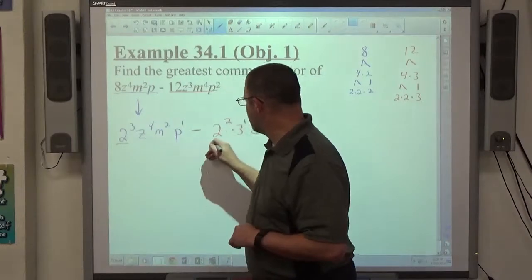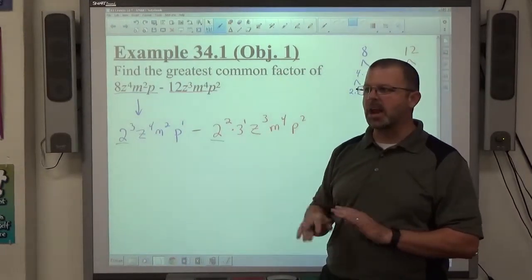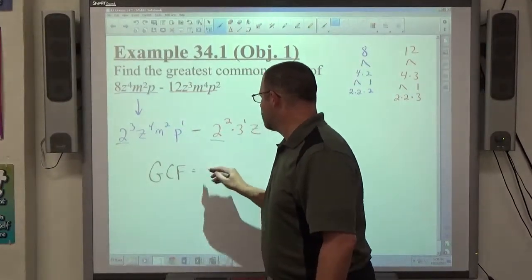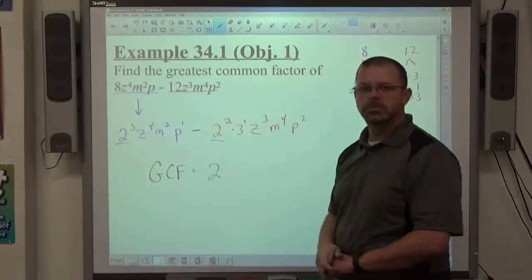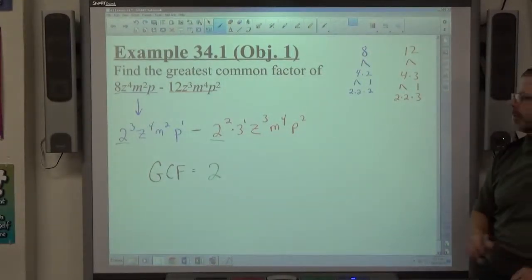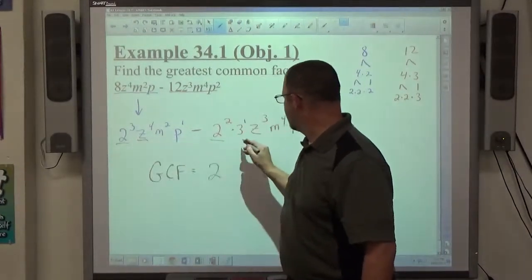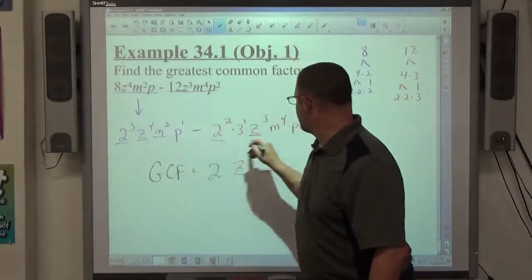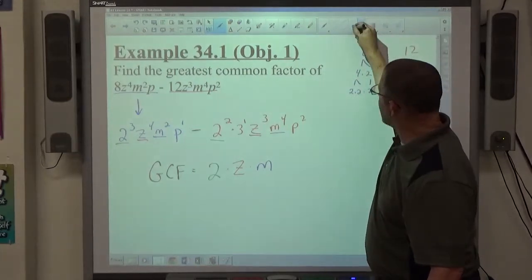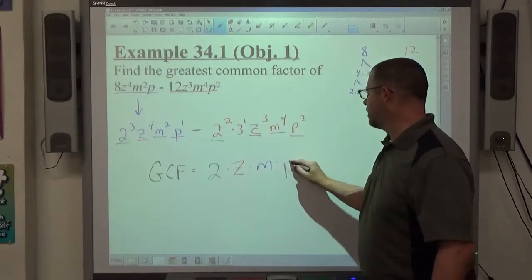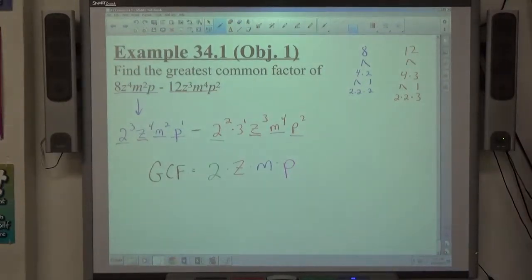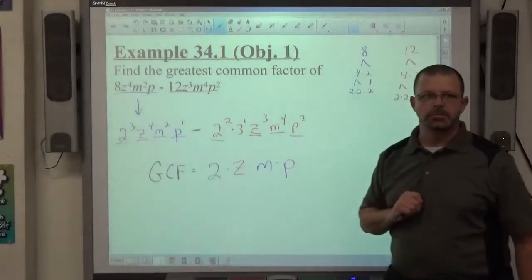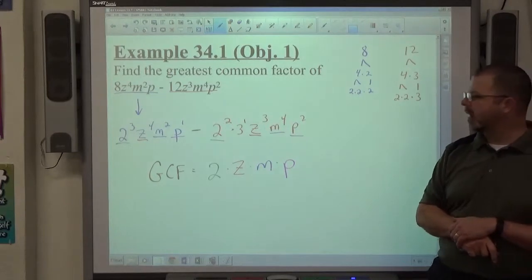So 2 happens in this one, 2 happens in this one. I don't care about powers at this point. I care about what's common. I'm going to write GCF equals, and then anything I'm underlining I'm going to put down here, so 2. Don't worry about powers yet, just worry about what's common. Next, this has a z, this has a z, so z is common. This has an m and this has an m, so m is common. And this has a p and this has a p, so p is common. Every one of those objects, 2, z, m, and p, happens in both factored forms. 3 happens here but not there, so 3 is not common. Again, common factors are in both.